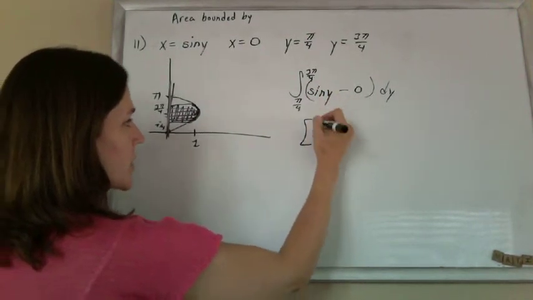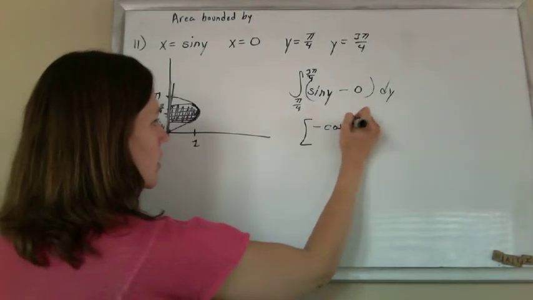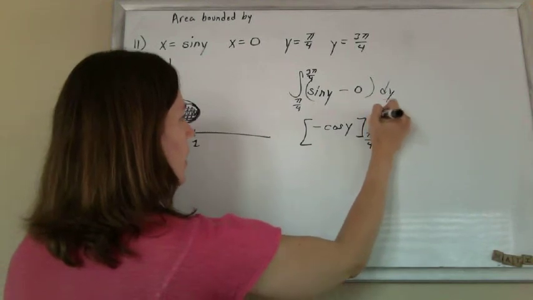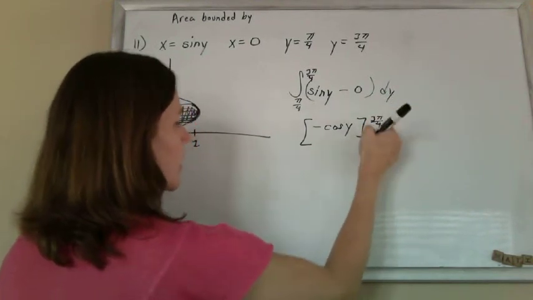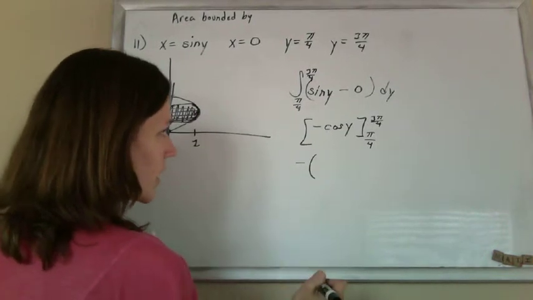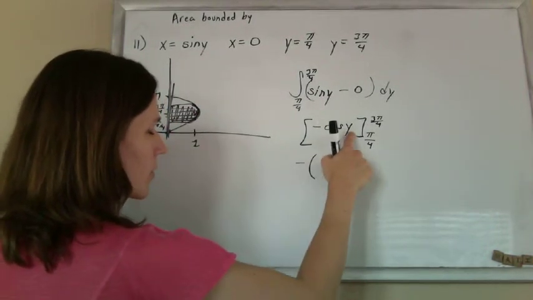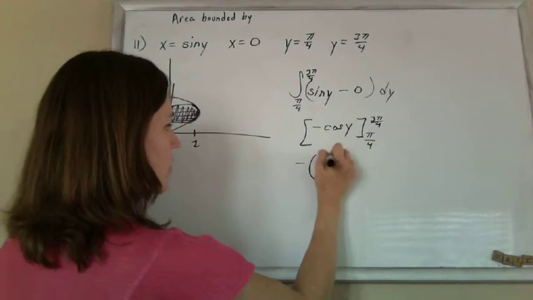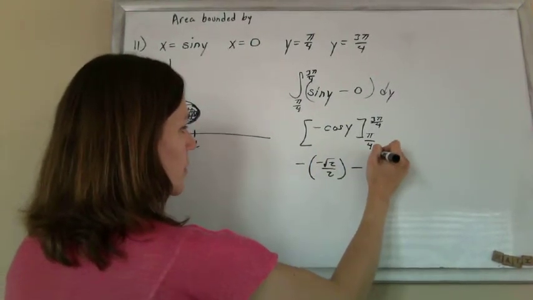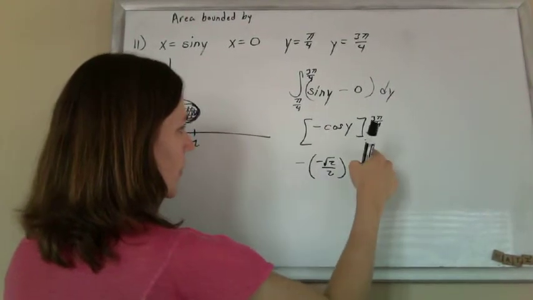The antiderivative of sine is negative cosine. Just got to know those derivatives forward and backwards. And we're going to evaluate it by plugging in the negative cosine of 3 pi fourths. So the cosine of 3 pi fourths is negative root 2 over 2. And then I'm going to subtract what I get when I plug in the bottom.